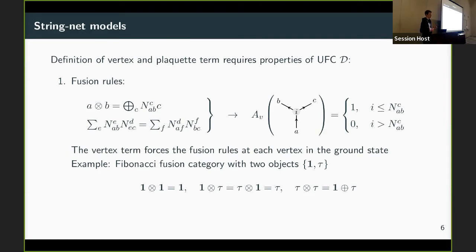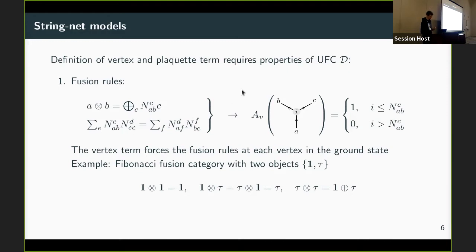The first property is that this fusion category has fusion rules. So this fusion category has objects labeled by A, B, and C here. And these objects can fuse together. And the fusion of these objects is described by the fusion rules, and that's this N_ABC here. These are integers, so 0, 1, 2, 3, that have to satisfy this constraint here. And this is essentially saying that these fusion rules have to be associative.